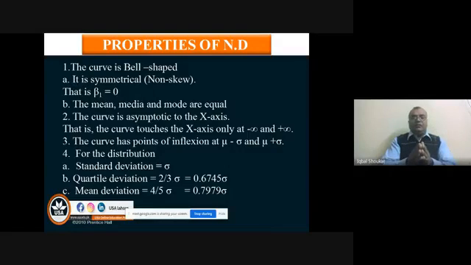Then, if we talk about the mean deviation, it would be 4 over 5th of its standard deviation, or further 0.7979 of its standard deviation, or even you may write 0.8 into standard deviation. 0.7979 is approximately equal to 0.8. So we can say that 0.8 into sigma is also the mean deviation.